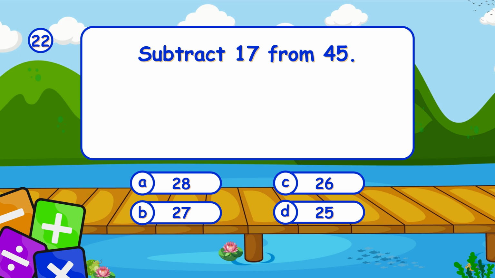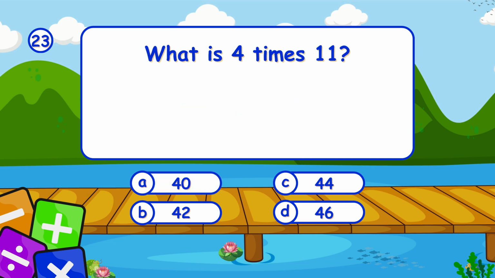Subtract 17 from 45. It's A, 28. Subtracting 17 from 45 leaves 28. What is 4 times 11? It's C, 44. 4 times 11 is 44.